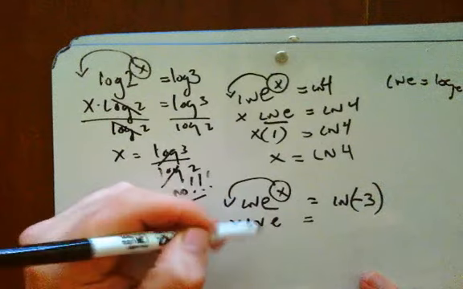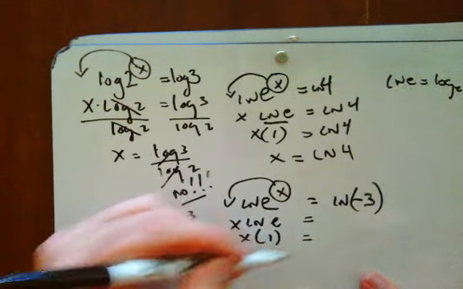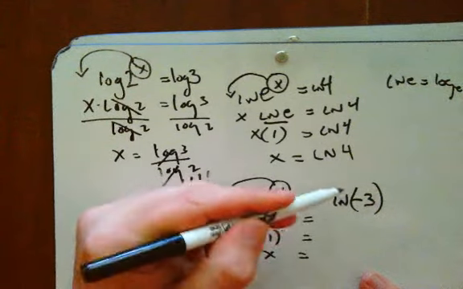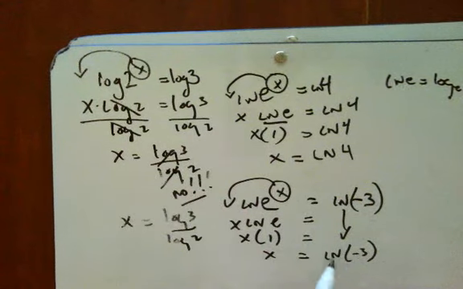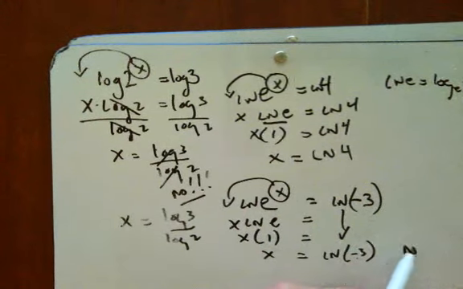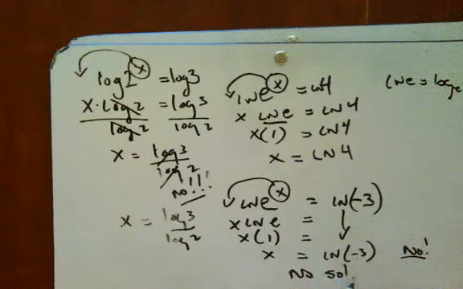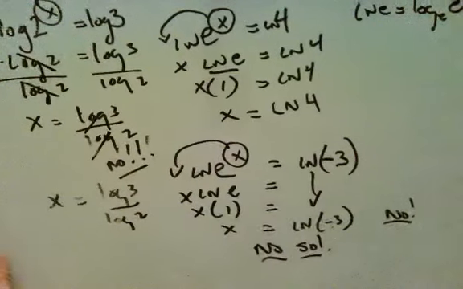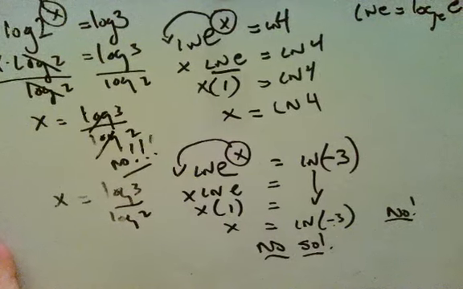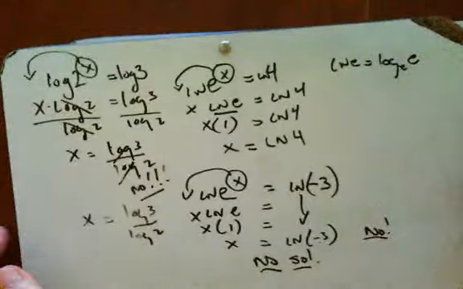Okay. Did you take the ln of both sides? Did you bring this down with the power property and say that x ln e was the same as x times 1, or x? But look over here, we have the ln of negative 3. Can we take the log of a negative number? Nope. So this is no solution.